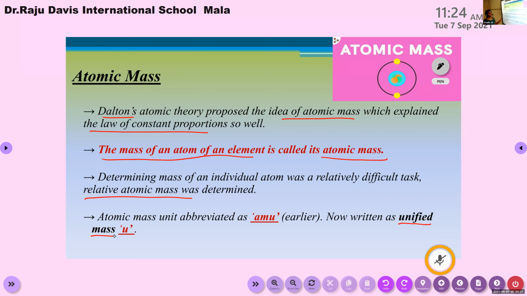Dalton's atomic theory proposed the idea of atomic mass, which explained the law of constant proportion. The mass of an atom of an element is called its atomic mass. Determining the mass of an individual atom was a relatively difficult task, so here we are using the relative atomic mass method. The atomic mass unit is abbreviated as AMU. Nowadays, it is written as unified mass and its symbol is u.